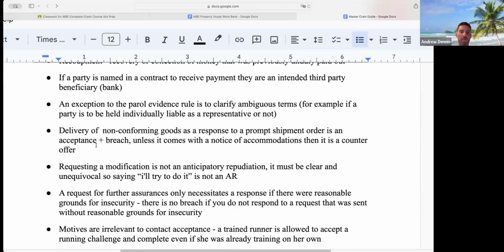An exception to the parol evidence rule is to clarify ambiguous terms. For example, if a party is to be held individually liable as a representative or not. That's the contract where Mary signs it as president, and it's not clear if as president means in her individual capacity, or if it means as a joint and several liable party on behalf of the company. So remember, exceptions to the parol evidence rule: to show a condition to contract, a defect in formation, to clarify ambiguous terms, to show custom or trade usage, or to show an additional term to the contract, not a conflicting term.